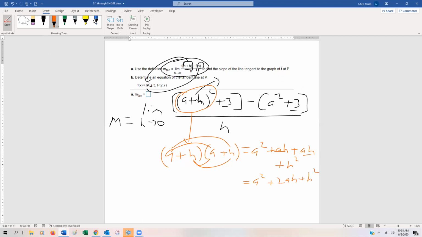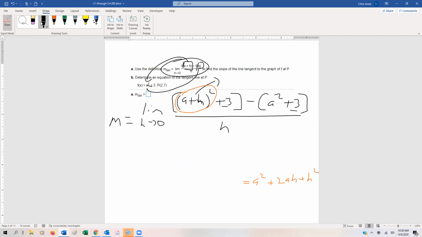So again, be careful. Do not just make that a squared plus h squared, unless you want to be wrong, but nobody wants to be wrong. So let's just get rid of all this because we already know what the FOIL is going to work out to be. I'll just keep that up there for a second.